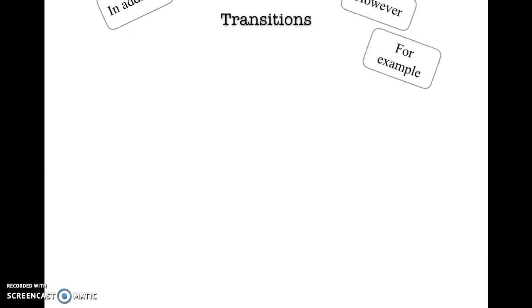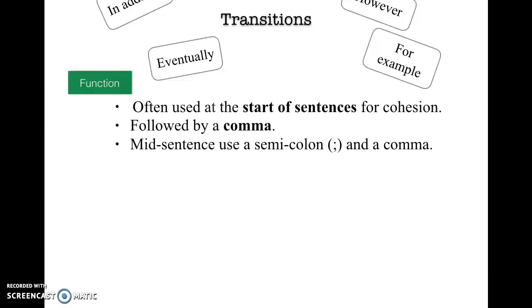Another way to do it is with transitions. You've probably learnt these before, things like in addition, however, for example, eventually, and we use these in a paragraph, usually at the start of sentences, and they're followed by a comma. If they're in the middle of a sentence, just use a semicolon and then a comma after the transition. These can just link ideas together.